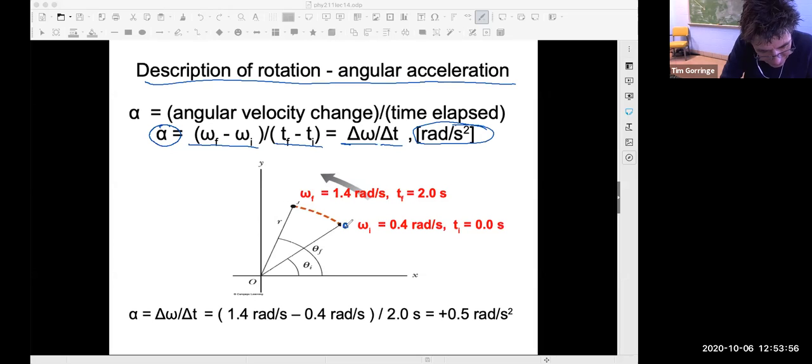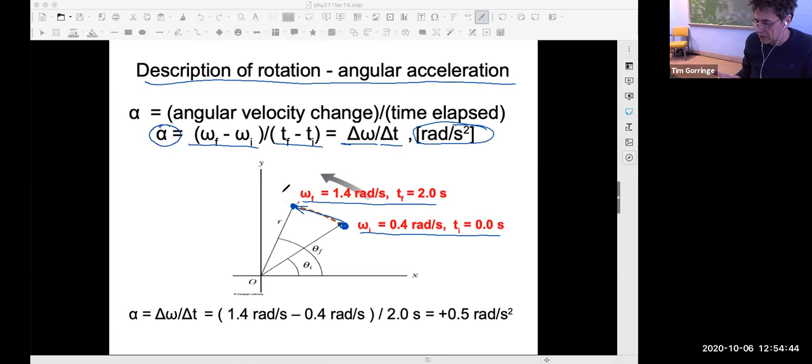So here I'm imagining this object that's executing a circular motion, executing rotational motion, starting at some location over here on the left, rotating to some later location over here. Sorry, this is the right, and this is the left. So rotating from the right to the left. In this example, we're told that its initial angular velocity is 0.4 radians per second at a time on a stopwatch that's 0 seconds, and that the final angular velocity is 1.4 radians per second at some time later of 2 seconds, so it's got faster.